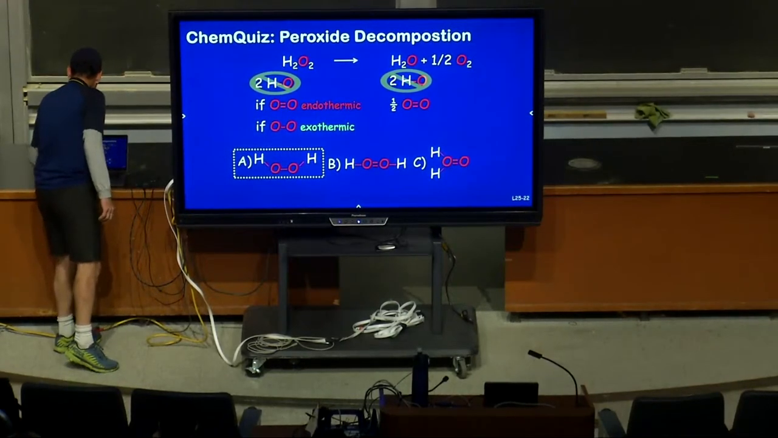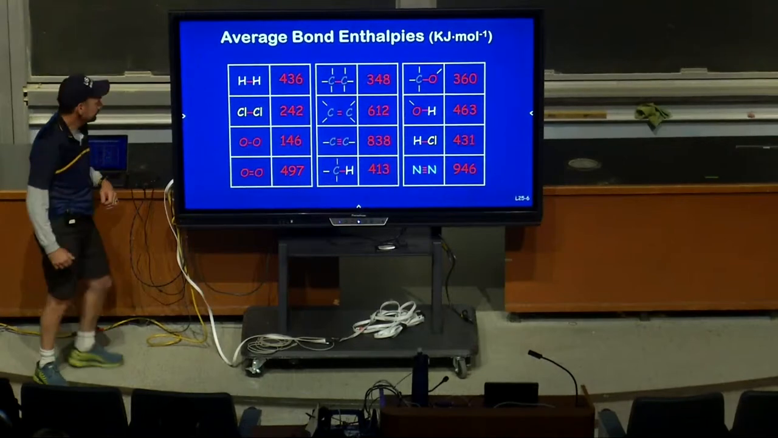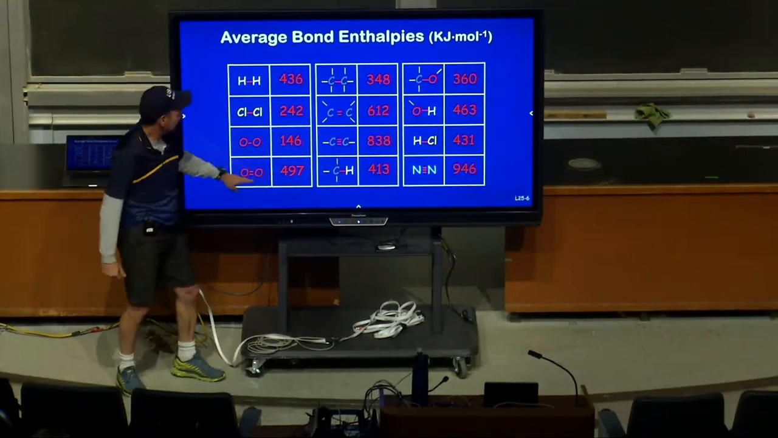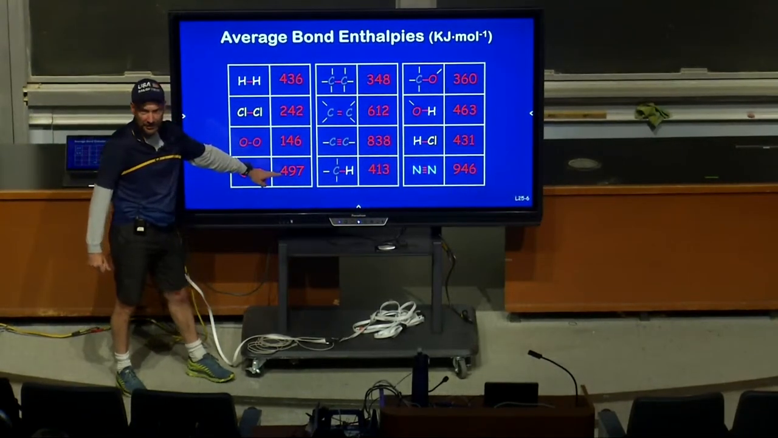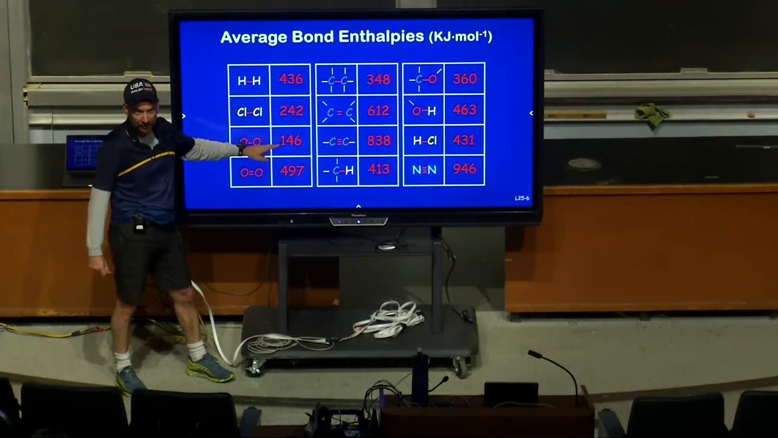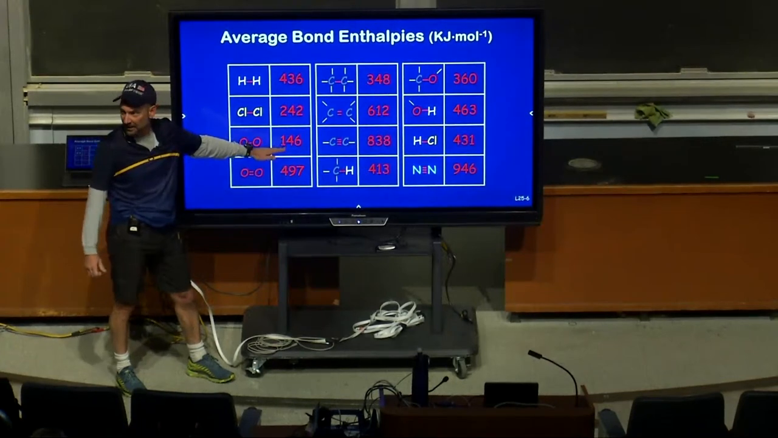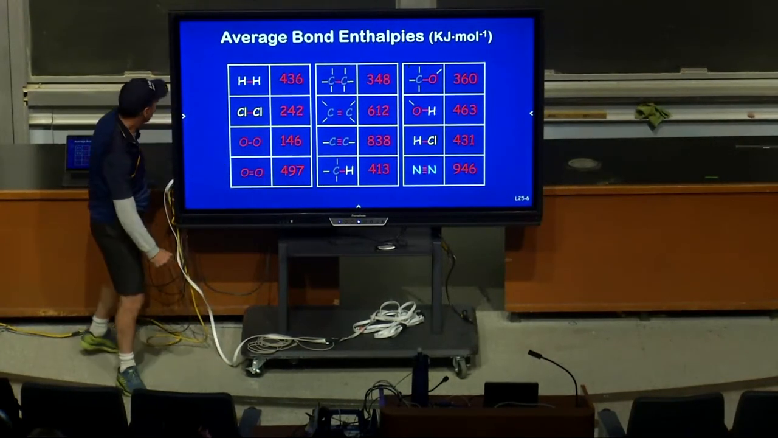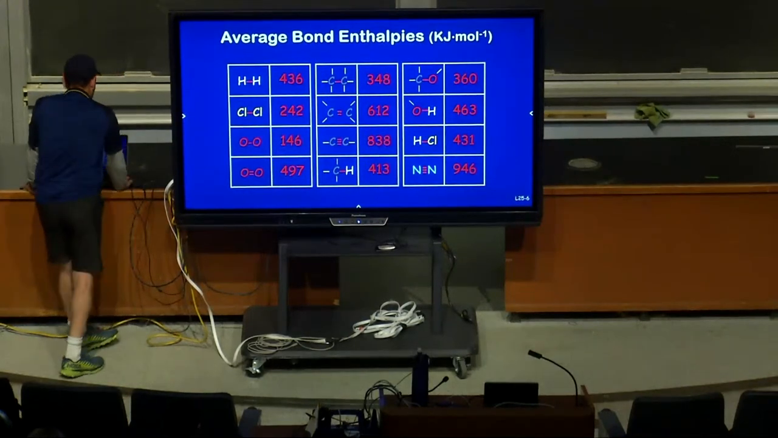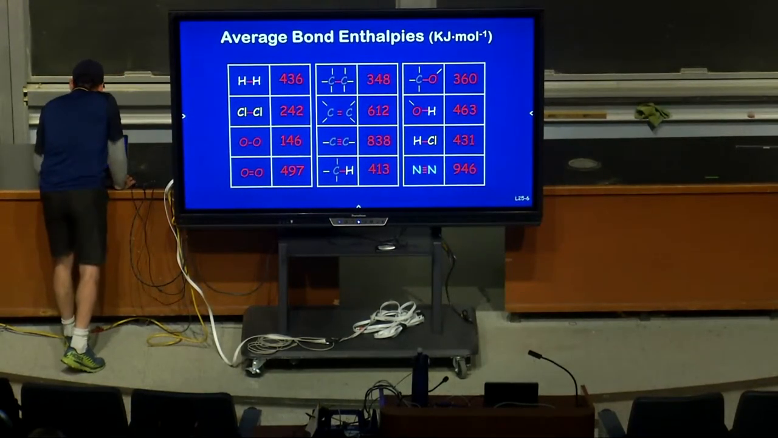In fact, we can just maybe quickly go back to the table of bond enthalpies to remind ourselves of that. The double bond is so much stronger than the single bond. So making half a mole of these more than compensates for breaking a whole mole of those. Okay? So that makes good sense to us.